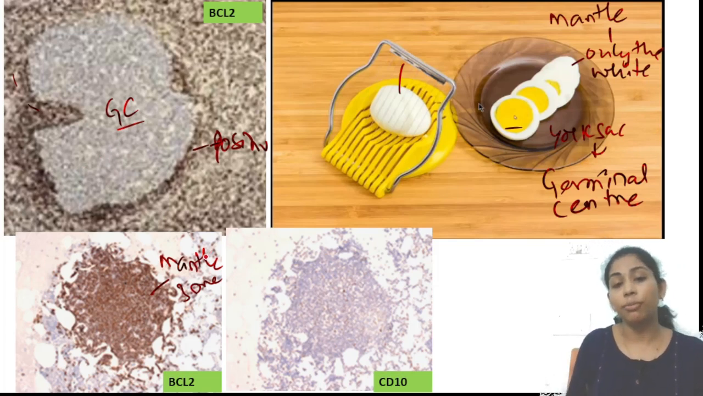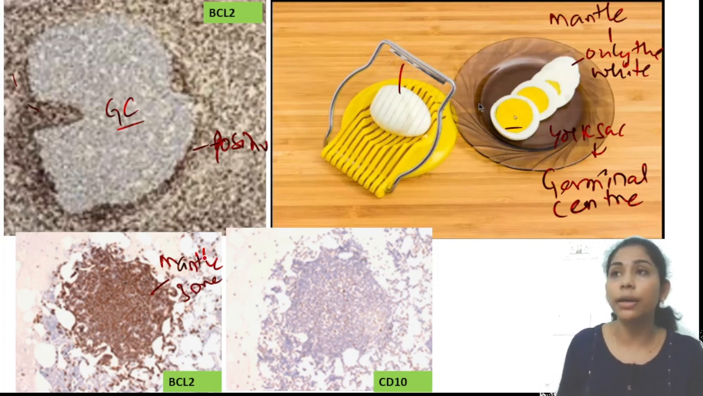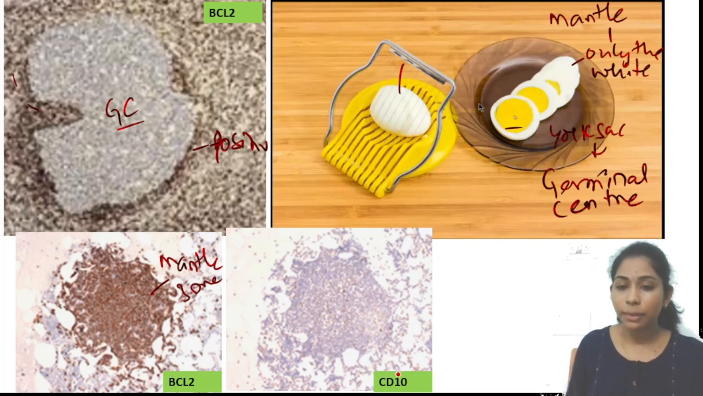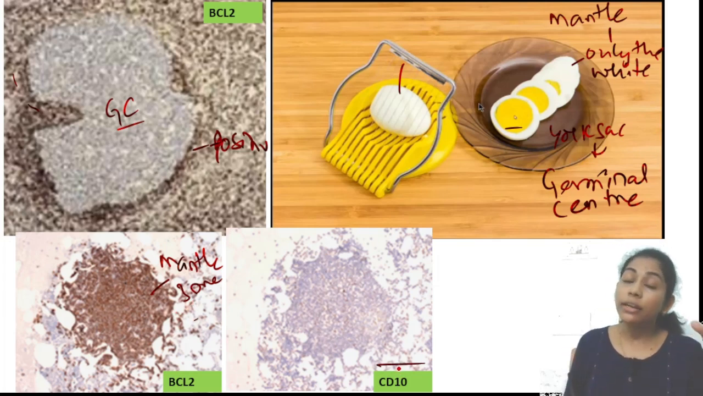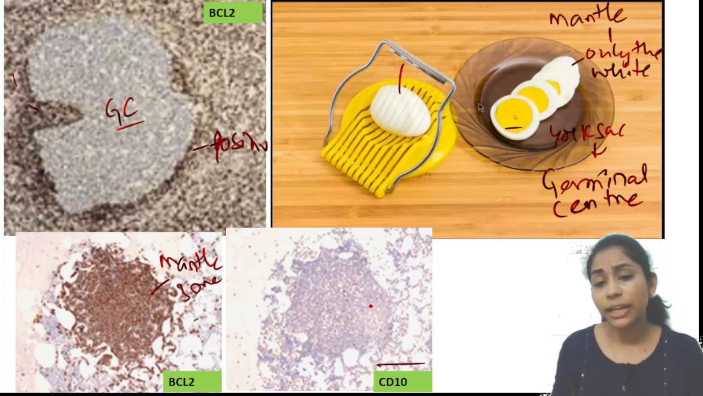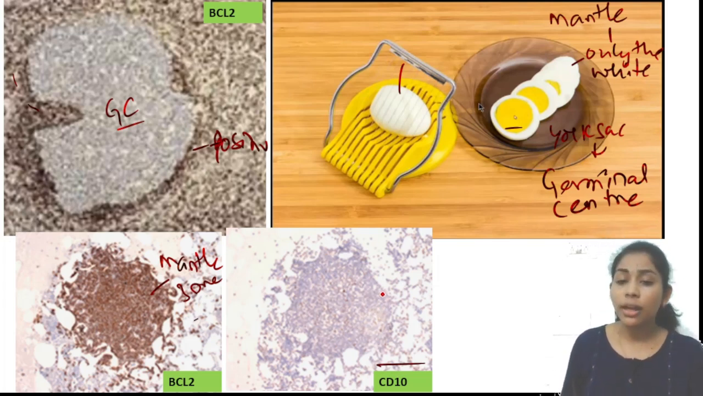So in follicular lymphoma, what is another important marker? That is CD10. I already kept it here. Right. So the same picture, if you see, these cells are BCL2 positive and these cells are CD10 negative. So when I see this, I can confidently say that these are mantle zone because they are CD10 negative.